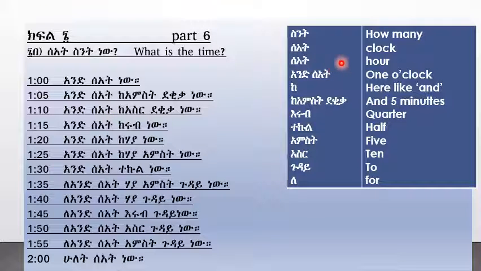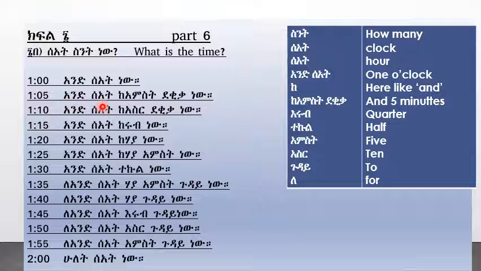Now the rest of the meaning. ሰዓት means clock or hour. አንድ ሰዓት, 1 o'clock. Here it is like "and." Okay? And.